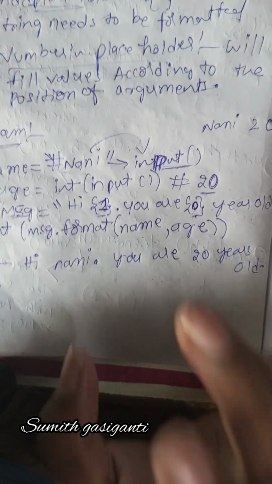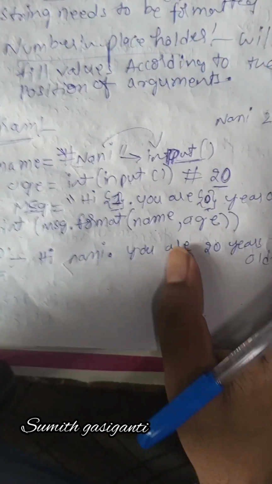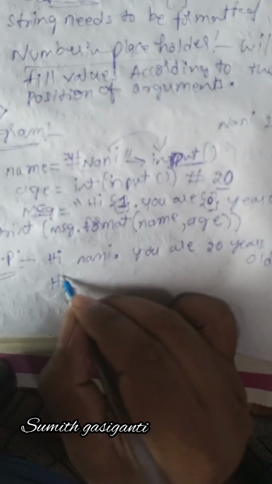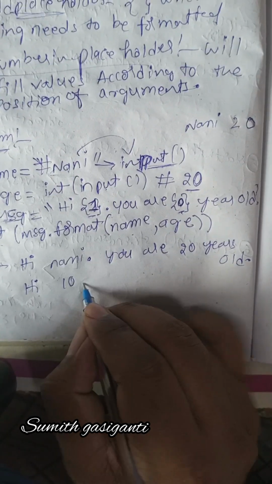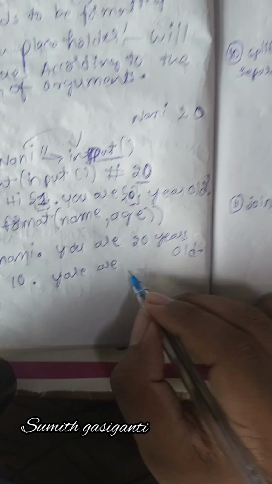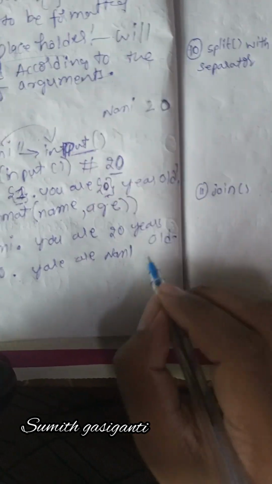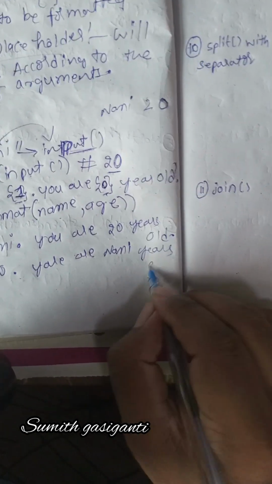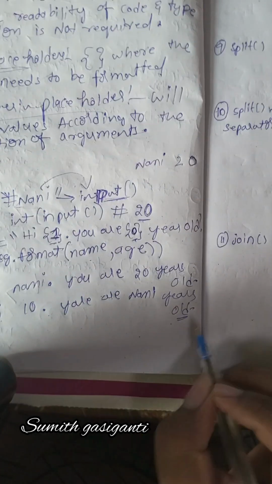So what will be the output? Anyone guess? The output should be, see, hi 20, you are Nani years old. Output should be in this line.